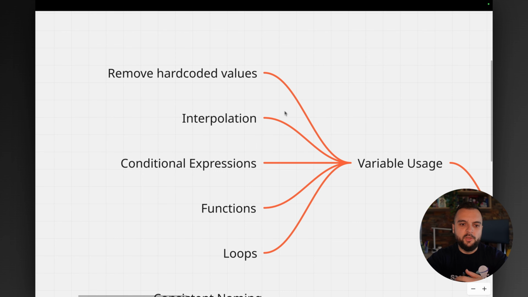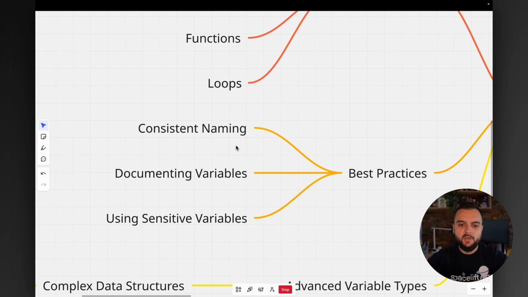Variables are actually used in many ways. You can use them to remove hard-coded values, which would be the most common use case. You can use them for interpolation, to combine two variables in a single one. You can use them in conditional expressions, to take decisions based on the variable value. You can actually use them in functions as well. So whenever you're using a function, again, you can take advantage of variables, and you can also use them in loops.